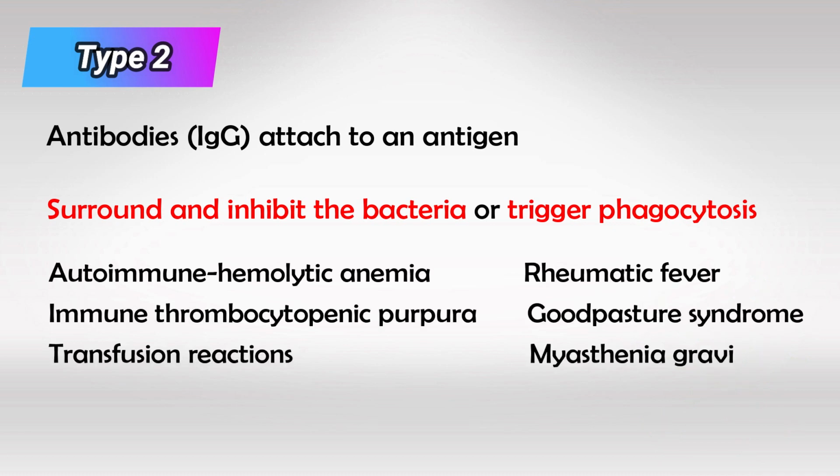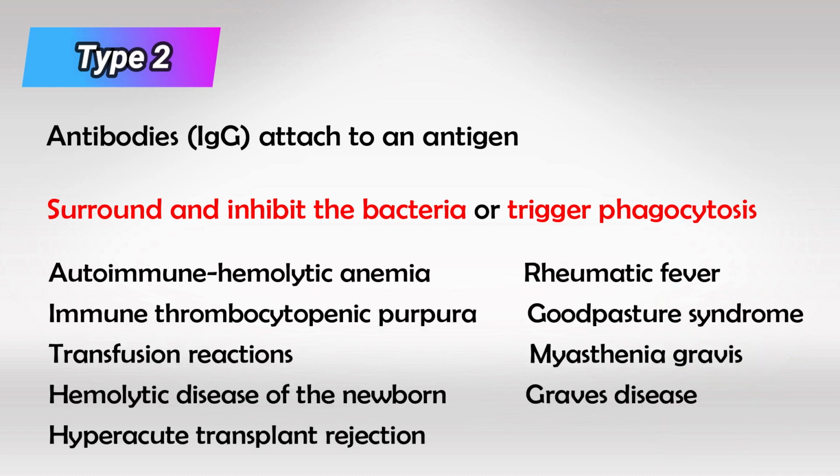The examples we have are the autoimmune hemolytic anemia, immune thrombocytopenic purpura, transfusion reactions, hemolytic diseases of the newborn, Goodpasture syndrome, rheumatic fever, and hyperacute transplant rejection.